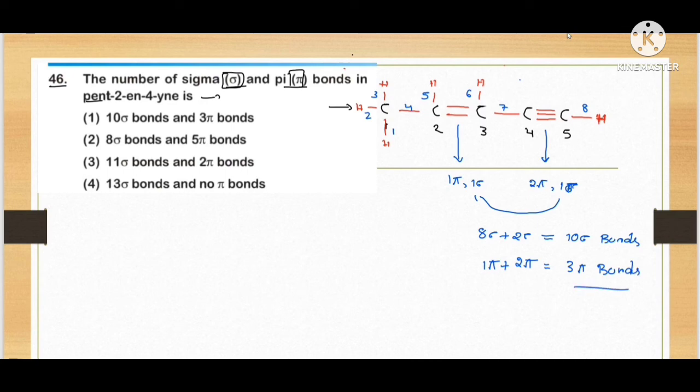Now let us verify the given options. Here the fourth option contains no pi bonds, so eliminate the fourth option. And here the number of pi bonds is 2, so eliminate the third option also. Here option 2 contains 5 pi bonds, so eliminate option 2 also. Now let us verify option 1. Here 3 pi bonds and 10 sigma bonds are present. So A is our correct answer.